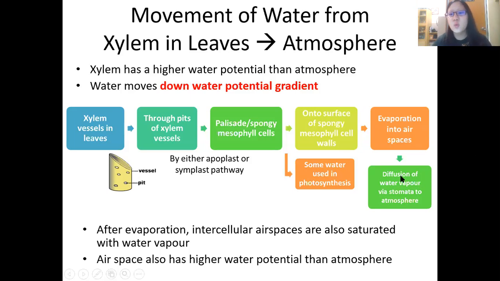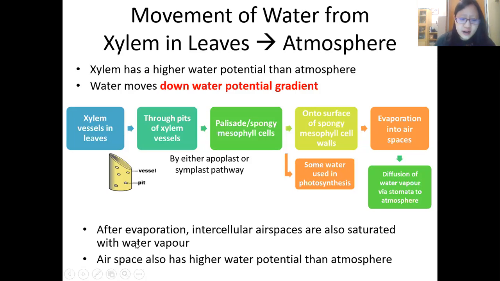And then the water vapor, which is in the airspace, diffuses from the airspace via the stomata to the atmosphere. You might have trouble visualizing that, so wait for the next slide. Hang on.